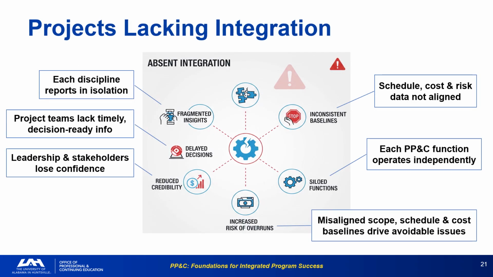These are the dire consequences of absent or failed integration. Absent integration results in fragmented insights and inconsistent baselines across the project. Inconsistent data leads to delayed decisions and reduced leadership credibility, which causes stakeholders to lose confidence. The ultimate failure is the increased risk of overruns because of misaligned scope, schedule, and cost baselines.